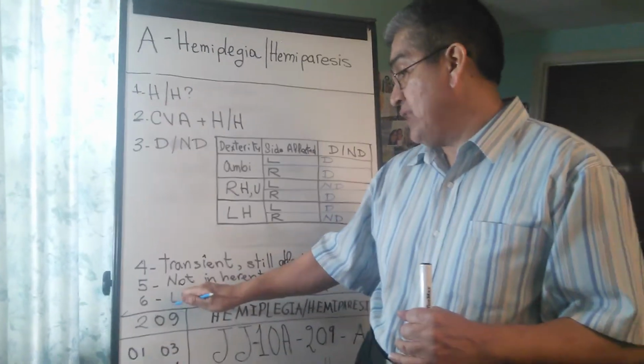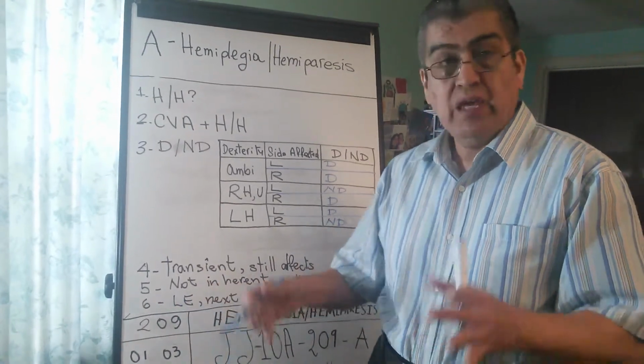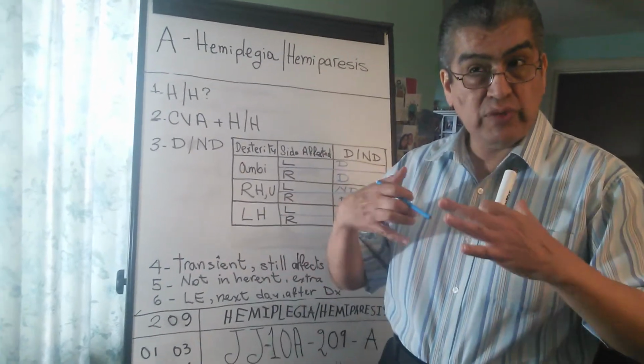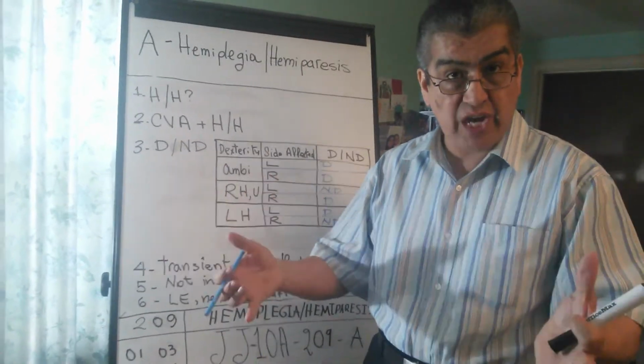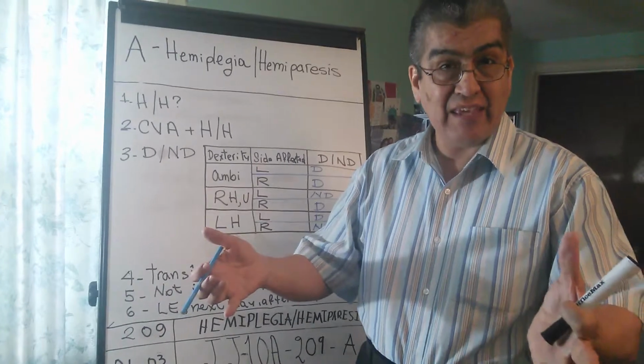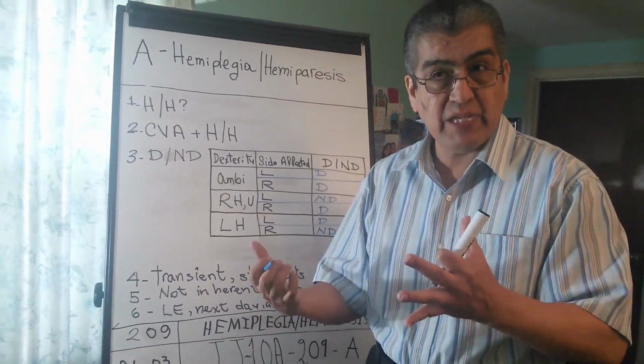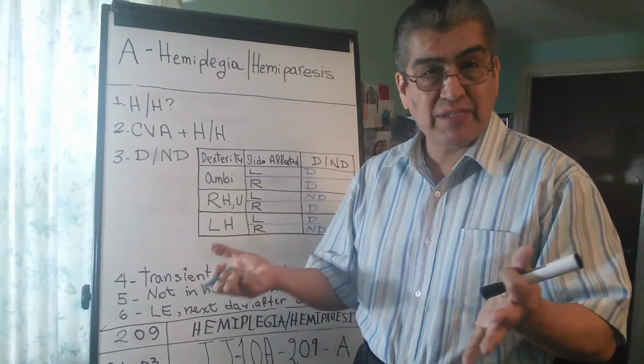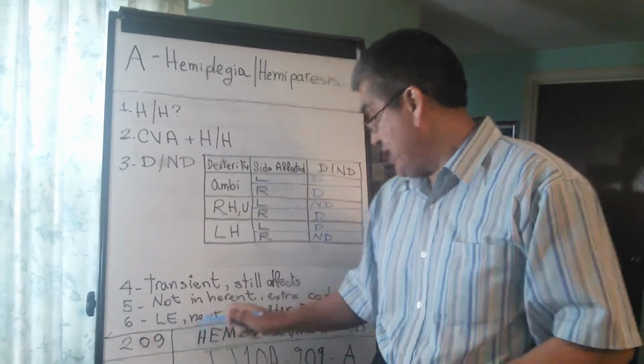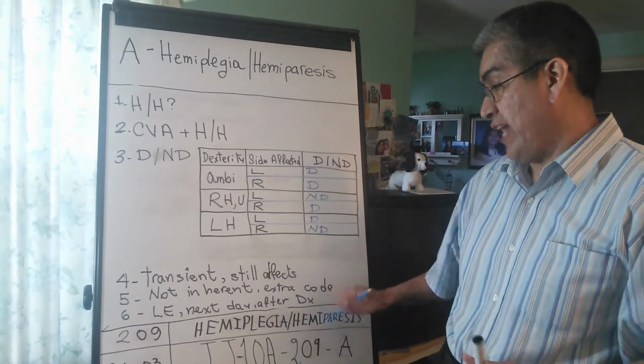Now the last point is the late effect. When you have CVA and you didn't have hemiplegia, you get discharged, and the next day you have hemiplegia, and you come back to the hospital with hemiplegia because the previous day you had a CVA, that's a late effect, and then we need a special code for that.